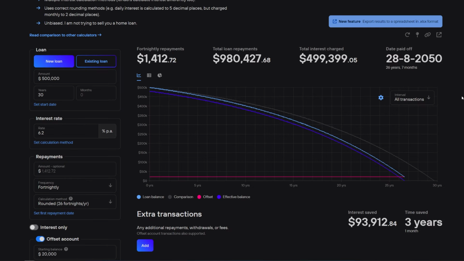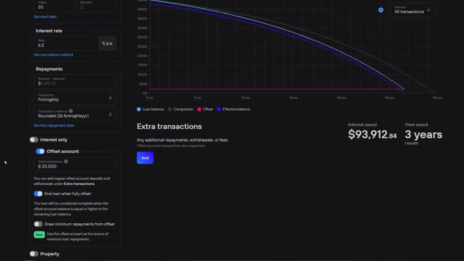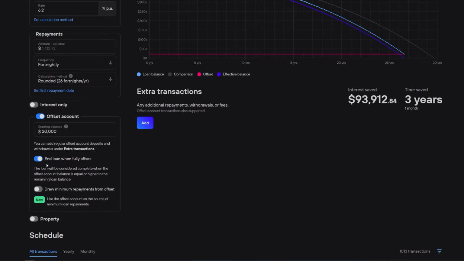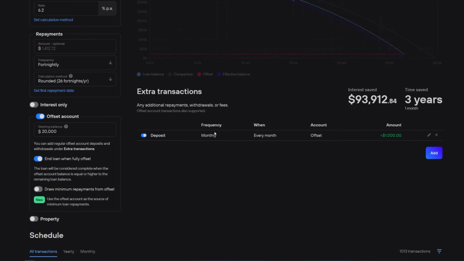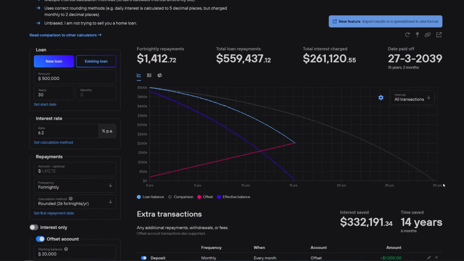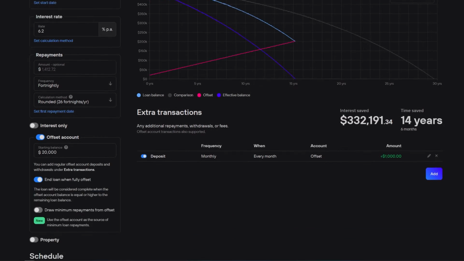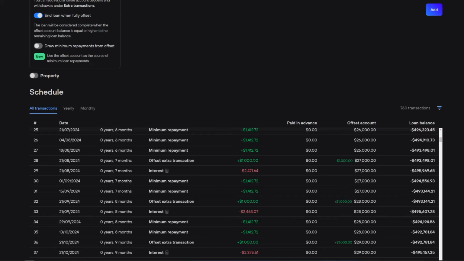All right, let's manipulate the data a little bit. Let's see how much faster we pay the debt off and how much interest we reduce if we add $1,000 of savings to our offset every single month ongoing. Well, that looks nice. We reduce the length of the loan by about 14 years and save approximately $300,000 worth of interest over the life of the loan. It even adds the $1,000 additional in savings to the schedule down below. All right, say no more. I am definitely impressed.